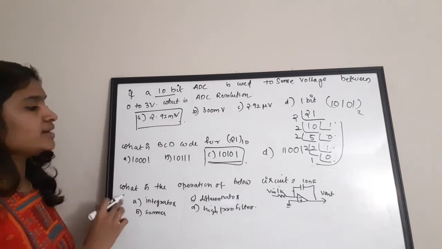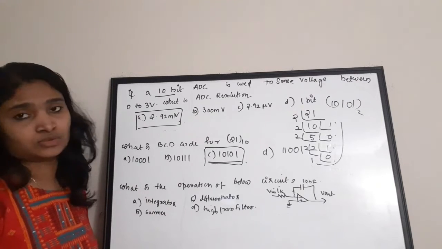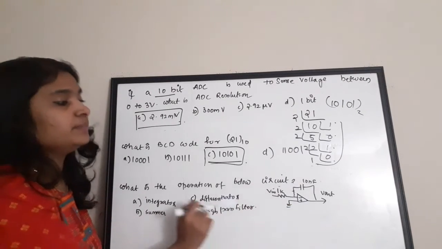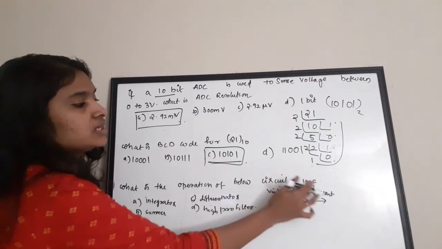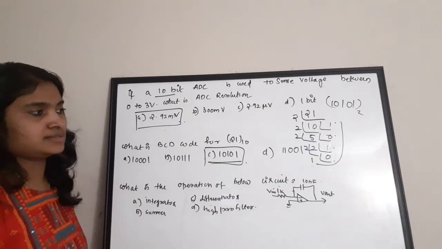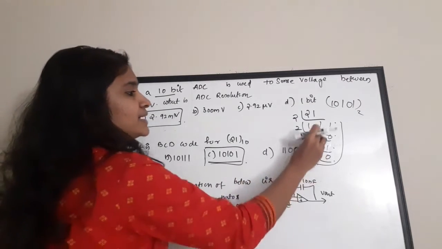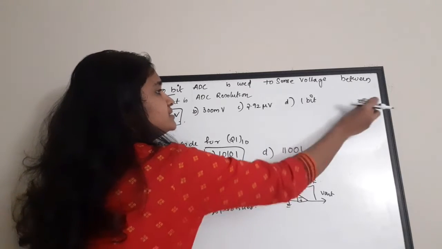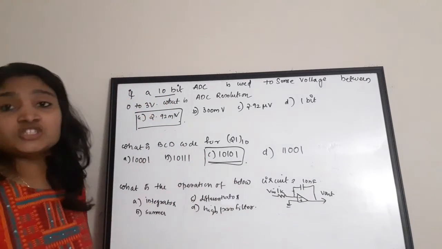Next question. What is the operation of the below circuit? So this is the circuit below. I hope you can see this circuit clearly. So it consists of an op-amp with a capacitor connected in its feedback circuit. Okay, so there is a capacitor in the feedback circuit and it is an op-amp. So this is actually an integrator circuit.